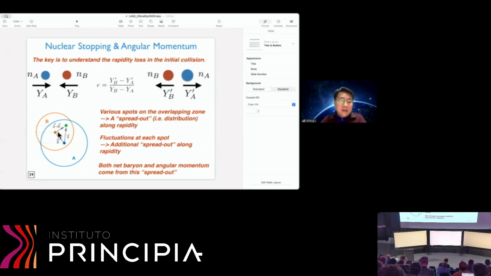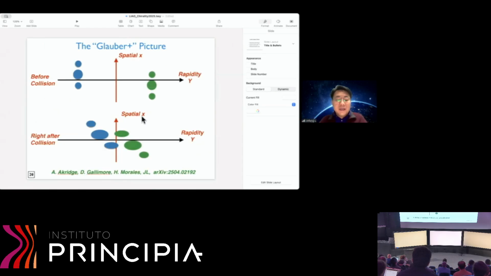And then at each collision locally, the fluctuation will give you additional spread along rapidity. In other words, when you start this collision, both beam nucleons have the same rapidity values, plus 5 or minus 5. After that collision, they're going to spread out in their rapidity. So that's the rapidity spread.